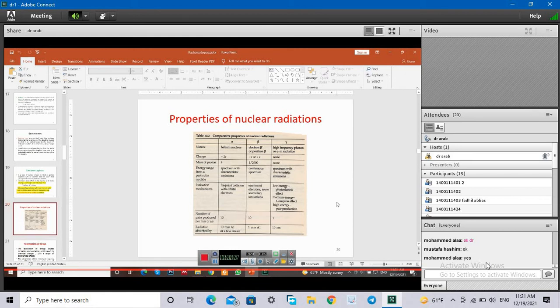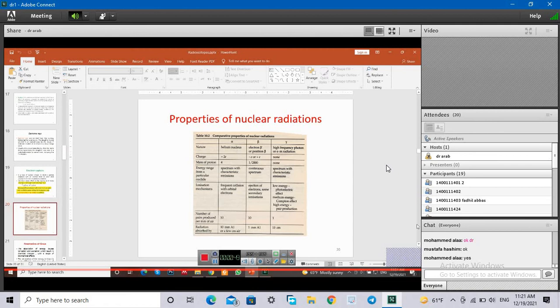Okay, up to now, in the last session, I spoke about the different main particles and rays that are emitted when a radionuclide returns from an unstable state to the stable state. In this slide, you can see the comparative properties of nuclear radiation. As you can see, the charge and mass of the alpha particle is the highest among the different particles.